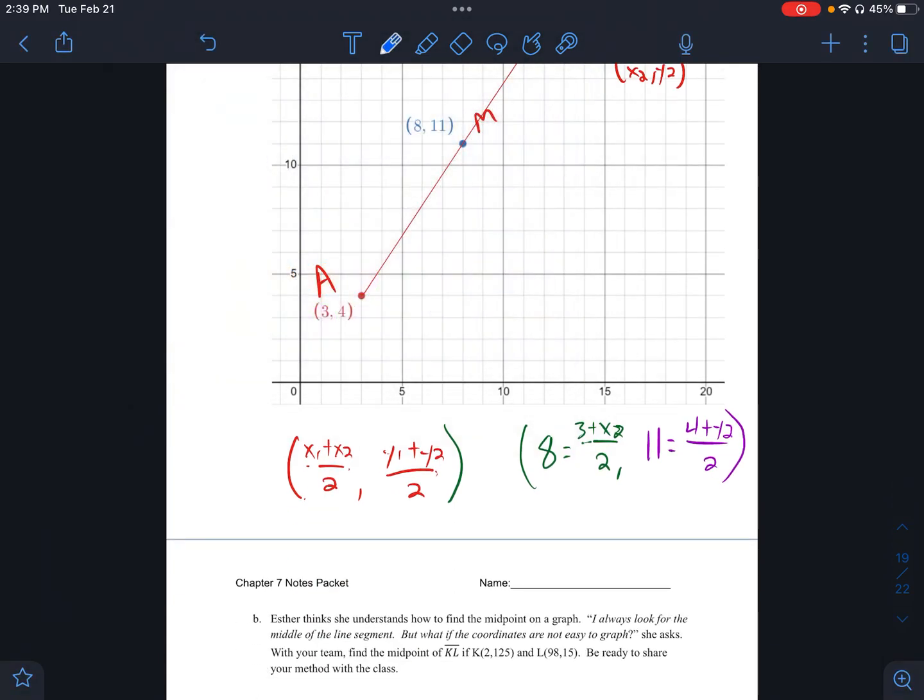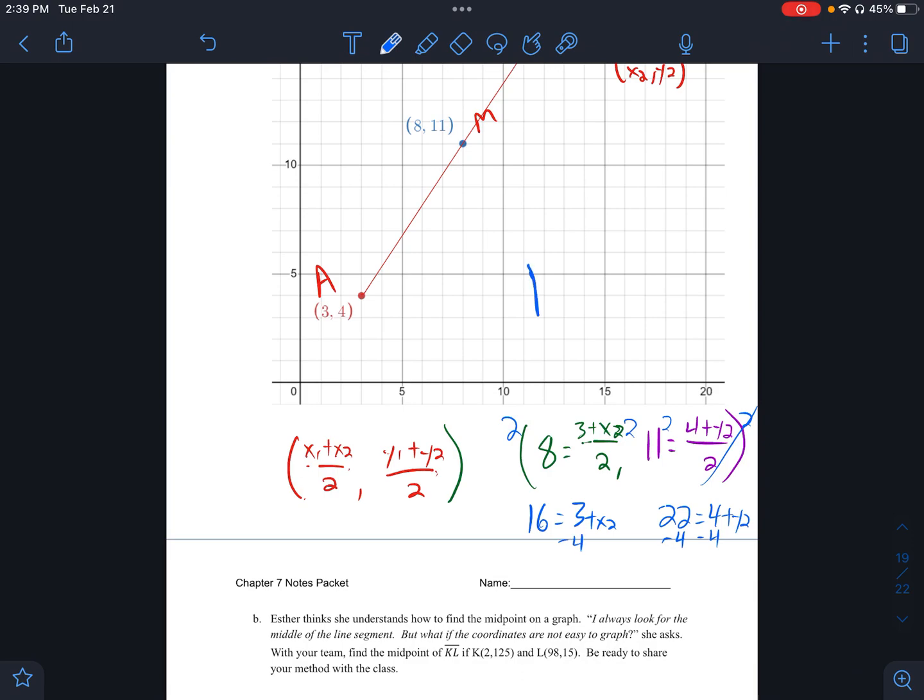So calculating them, I'm going to multiply by 2. I'm going to do it at the same time. Cancels my fractions. I get 16 equals 3 plus x2. I get 22 is equal to 4 plus y2. Then just subtract out.